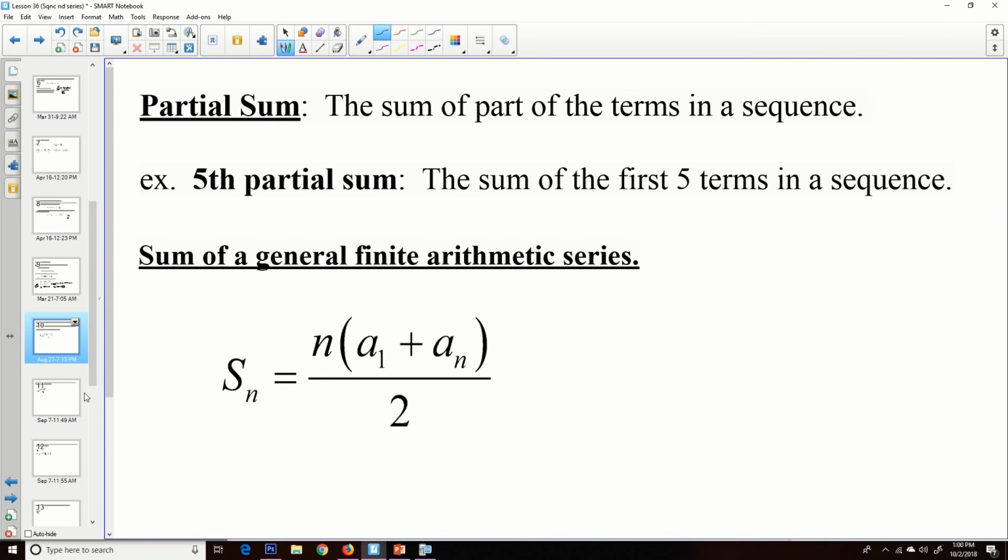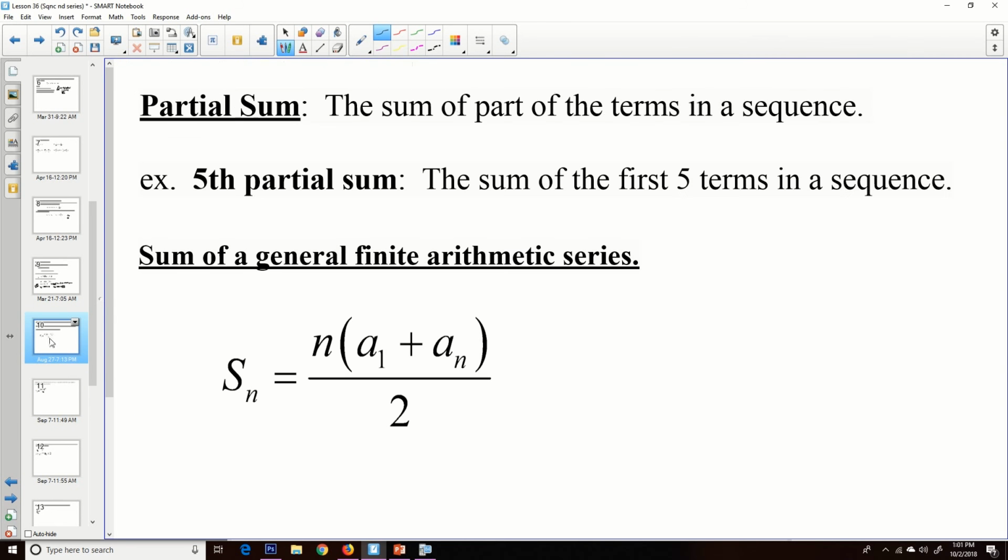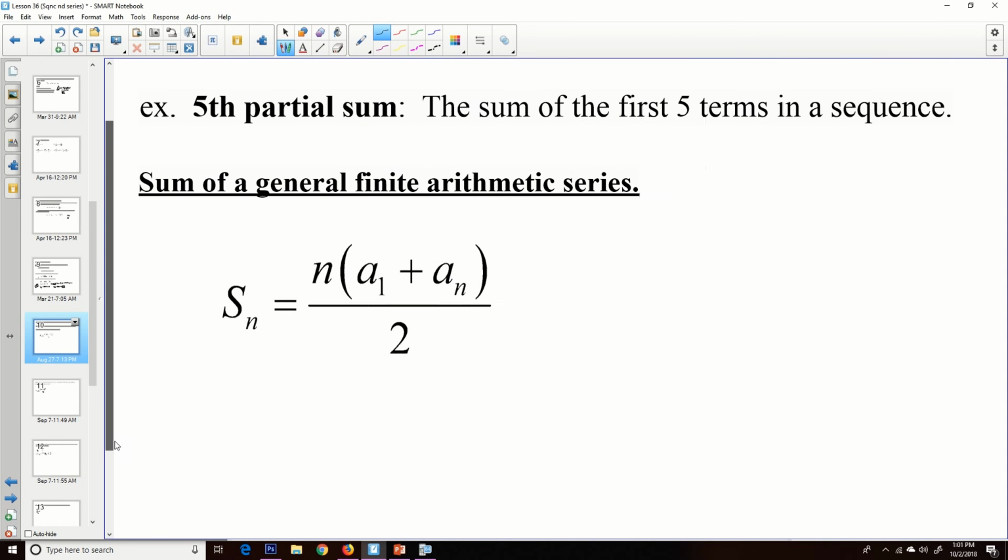Next, partial sum. The sum of part of the terms in a sequence. So if I wanted to find the fifth partial sum, the sum of the first 5 terms in a sequence, that's how we would name it. Now, if I want to find the sum of an arithmetic series, this is the equation that I'm going to use. And I think I have an example. No, I don't. So let's do an example of that.